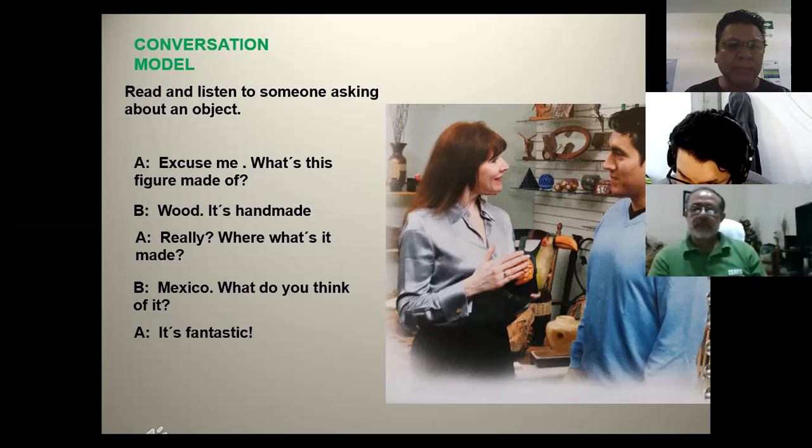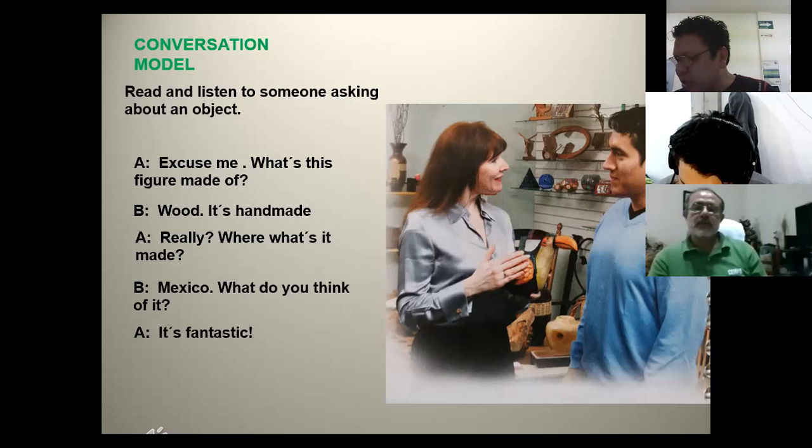Excuse me, what is this figure made of? Wood. It's handmade. Really? Where was it made? Mexico. What do you think of it? It's fantastic. It's fantastic. Very good. Thank you, Diana and Andres.